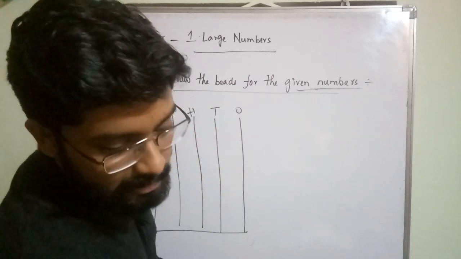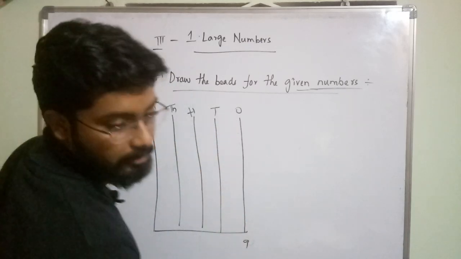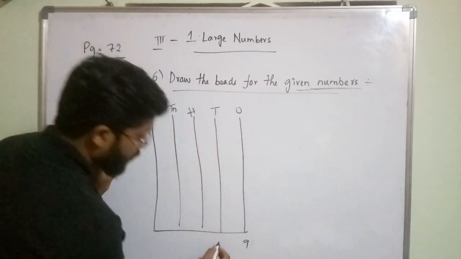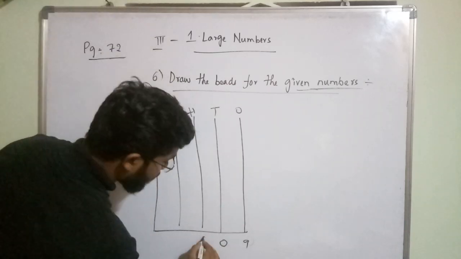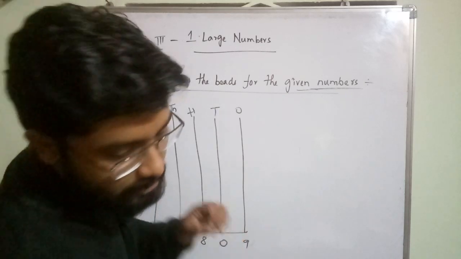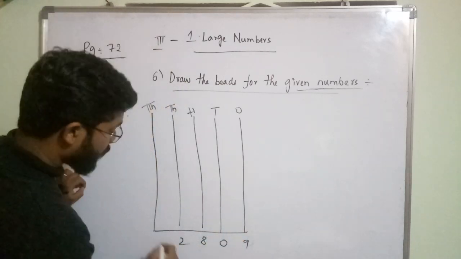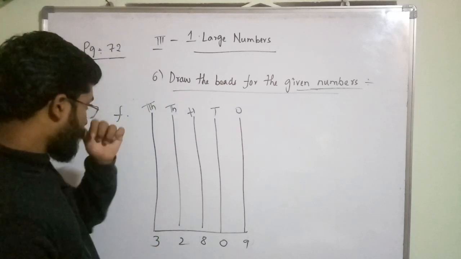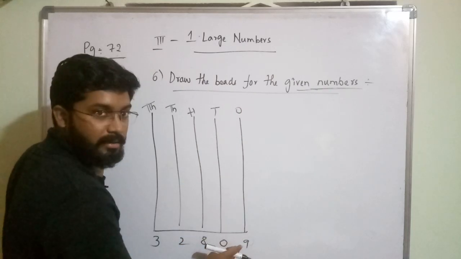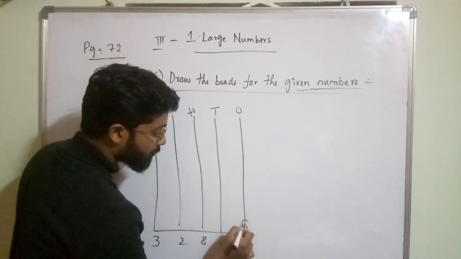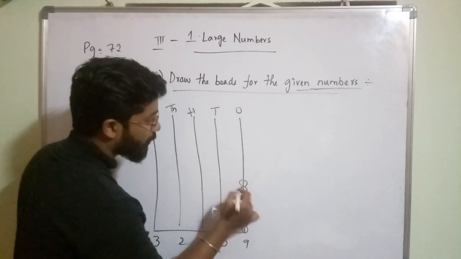Under this, what he has given? Under ones place, he has given 9. Under tens place, he gave 0. Under hundreds place, he gave 8. Under thousands place, he gave 2. Under 10,000s place, he has given 3, no? So what you have to do? Under the ones rod, which number is there? 9. So you have to draw 9 beads. 1, 2, 3, 4, 5, 6, 7, 8, 9 in the ones rod.